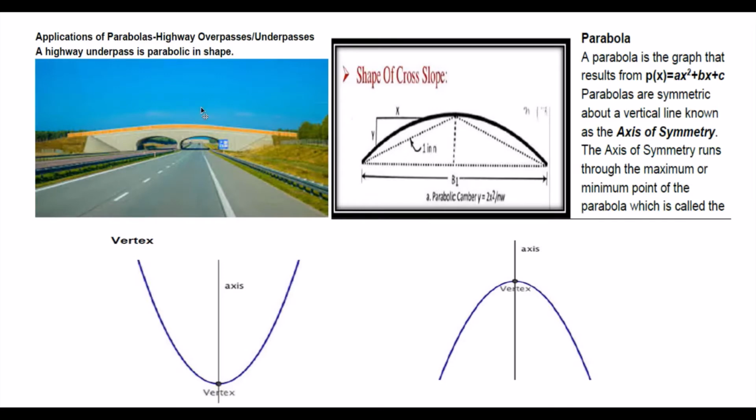Now, let us look at the case study based question. Here is your question. Applications of parabolas: highway overpasses or underpasses. A highway underpass is parabolic in shape. Here you can see a highway underpass. Here a parabola is the graph that results from p of x is equal to ax squared plus bx plus c. Parabolas are symmetric about a vertical line known as the axis of symmetry. Here is the axis of symmetry. The two graphs are given. Here the axis of symmetry is there and the vertex is also given.